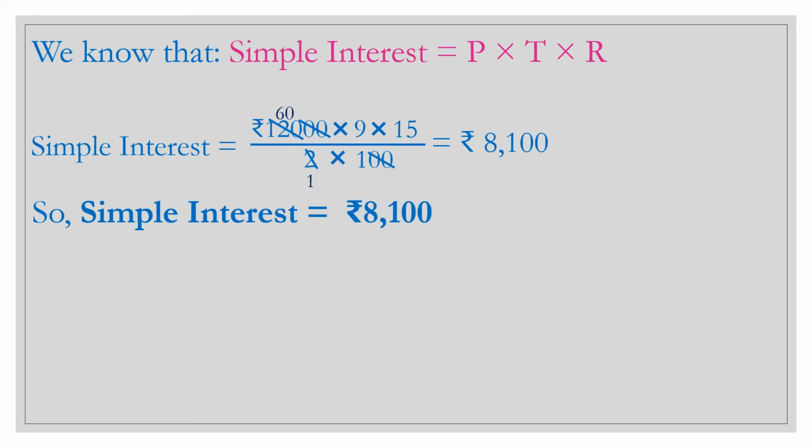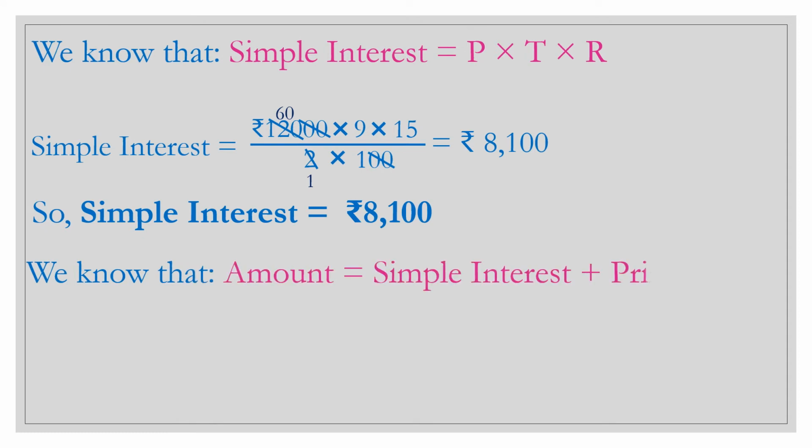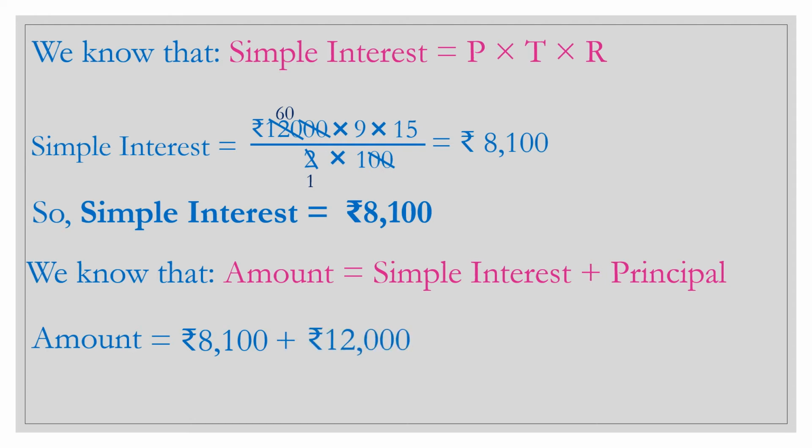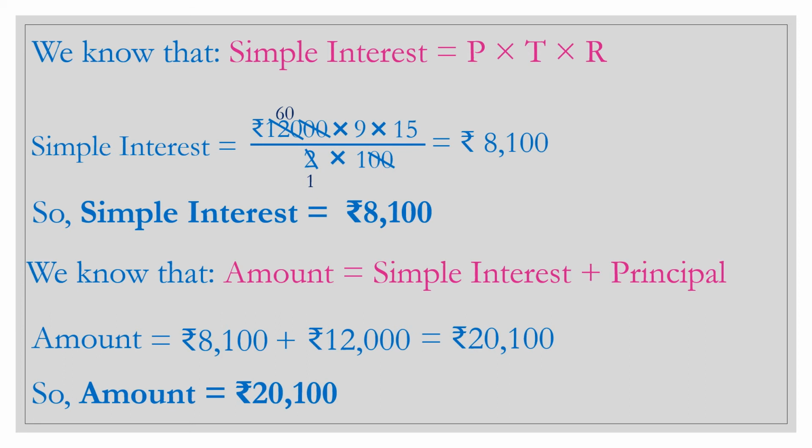Now we will find out the amount and we know that amount is equal to simple interest plus principal. Now put the values. Simple interest is equal to rupees 8,100. So write down rupees 8,100. Then write the plus symbol as it is and principal is equal to rupees 12,000. So write down rupees 12,000. Now do the addition. We get rupees 20,100. So amount is equal to rupees 20,100.